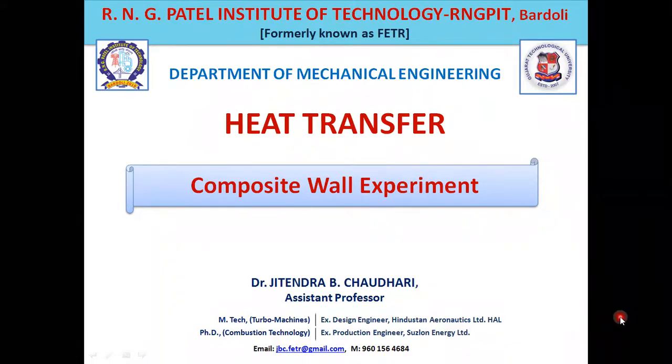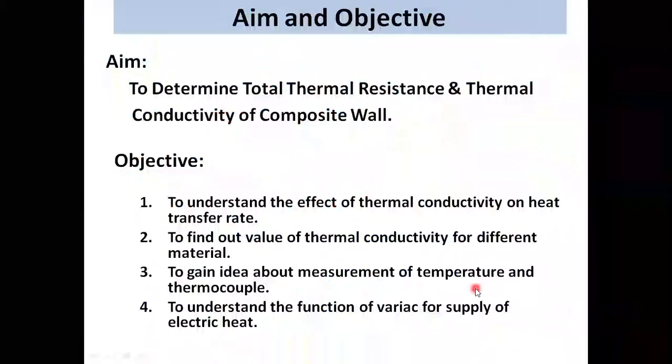So today we will see an experiment on composite wall. Now the aim of this experiment is to determine the total thermal resistance and thermal conductivity of composite wall. The objectives set are to understand the effect of thermal conductivity on heat transfer rate, to find out the value of thermal conductivity for different materials, and to gain an idea about measurement of temperature and thermocouple. Also to understand the function of variac for supply of electric heat.